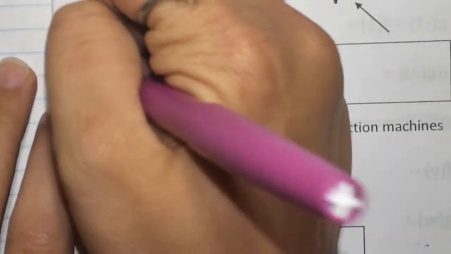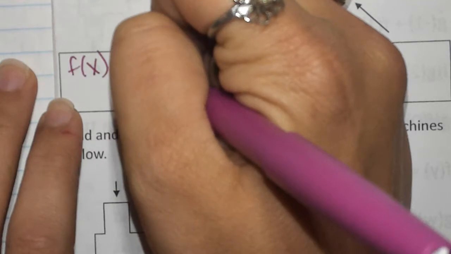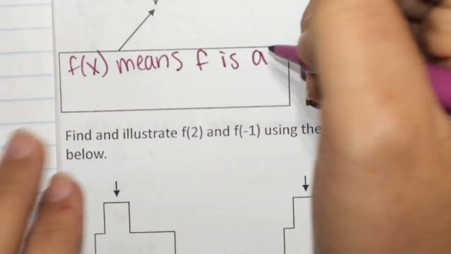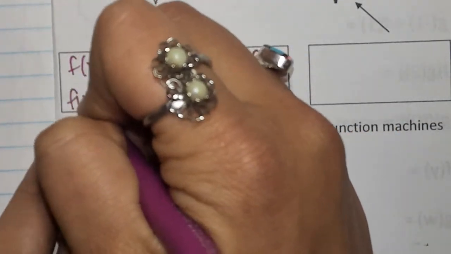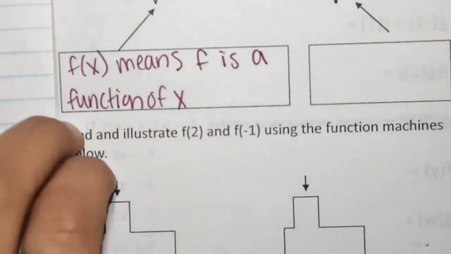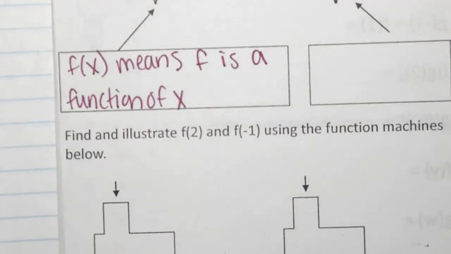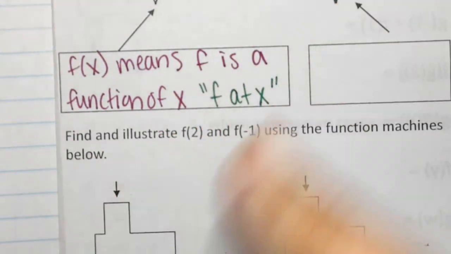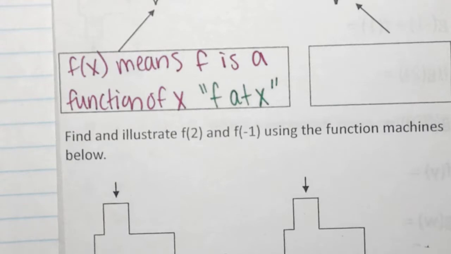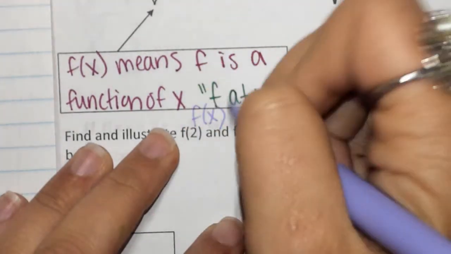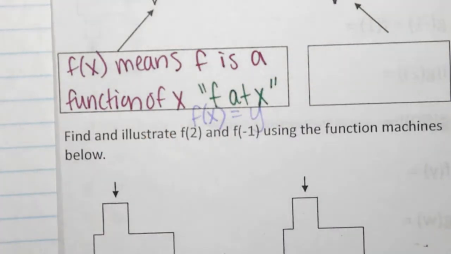So f at x means that f is a function of x. And you say it as f at x or f of x. And it is the same thing as y. So normally we would write y equals 3x plus 4, but because we're fancy, we write f at x equals 3x plus 4.